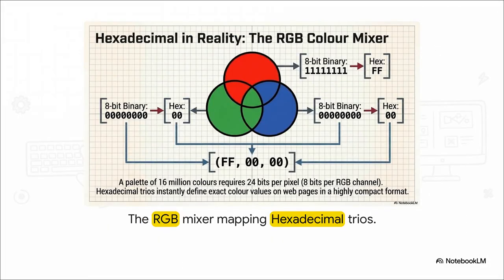But it gets even cooler and a lot more visual. Hexadecimal isn't just for memory addresses. It is literally painting the internet. A standard digital display uses a palette of 16 million colors, which requires 24 bits of data per pixel. That's 8 bits for the red channel, 8 for green, and 8 for blue. Programmers translate those 8-bit binary strings directly into hex codes. Think about just the red channel for a second. If you turn it all the way up to binary 11111111, that translates perfectly to the hex code FF. Mix it with zeros for green and blue, and you get the exact color value FF0000. That's a pure red. It's how every single color on every web page you visit is defined.